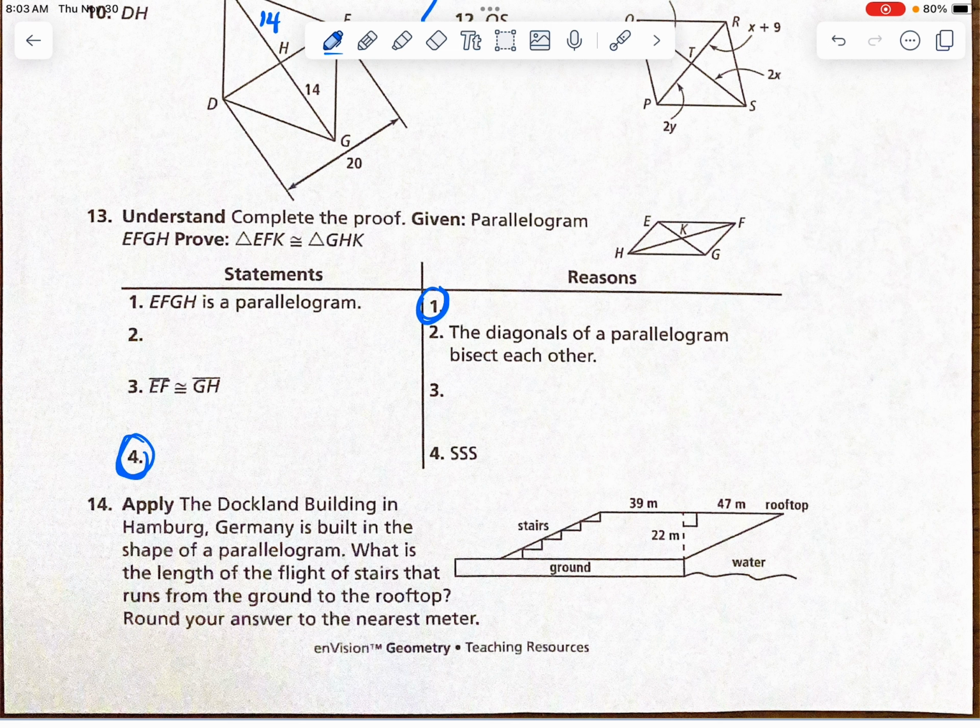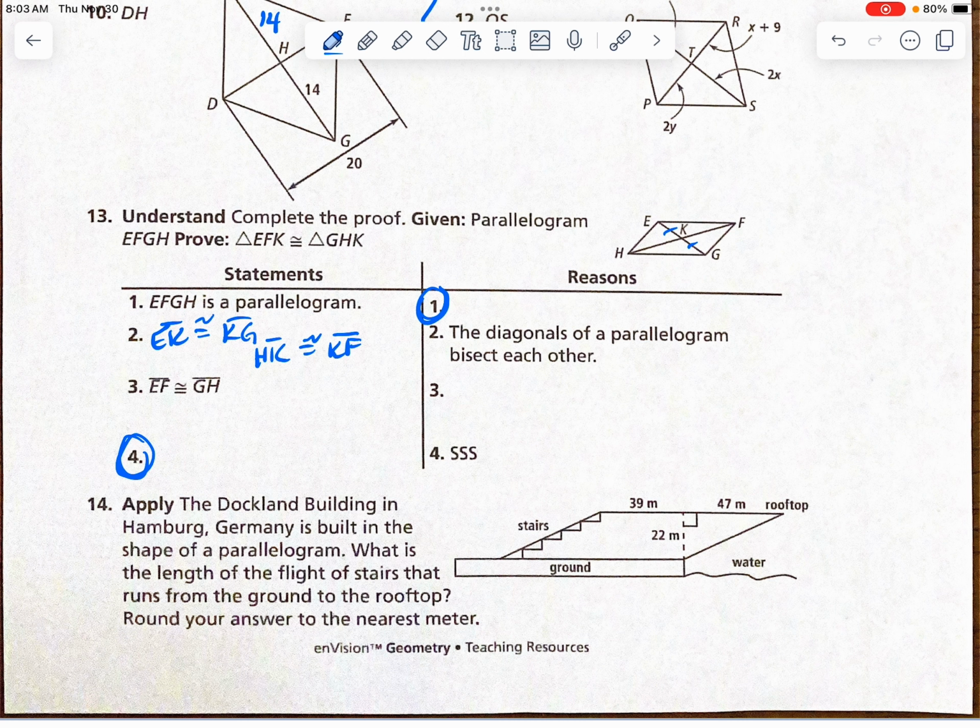So all I'm going to do is name the pieces that are congruent because they're bisected. So that would be something like EK is congruent to KG. Those two pieces are congruent because that is being cut in half. And then I can do the same thing for the other diagonal. HK is congruent to KF. Okay, so that would be my statement for number 2 because that's what happens whenever you have the diagonals and they bisect each other.